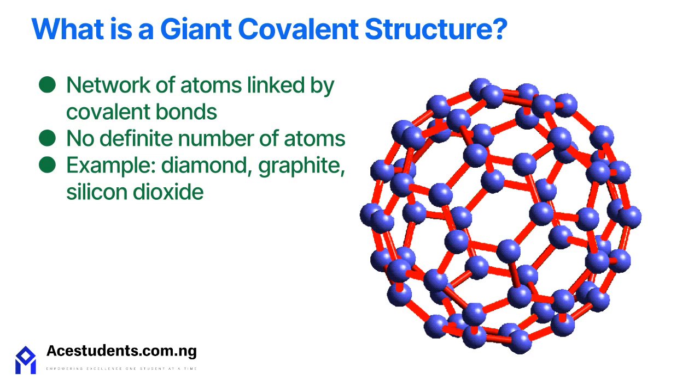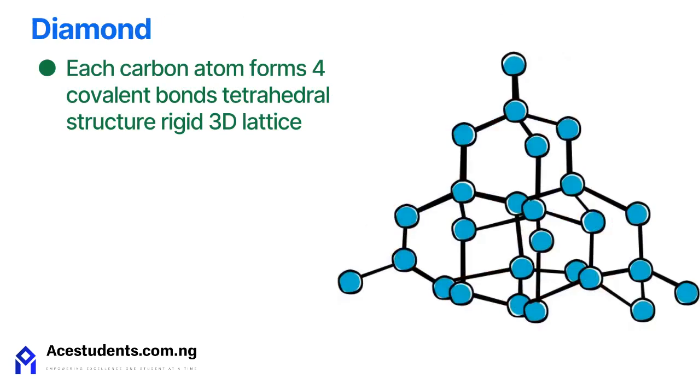Let's take a look at diamond and its properties. In diamond, each carbon atom forms 4 covalent bonds. This creates a rigid 3-dimensional lattice with a tetrahedral shape. The structure explains its strength and hardness.